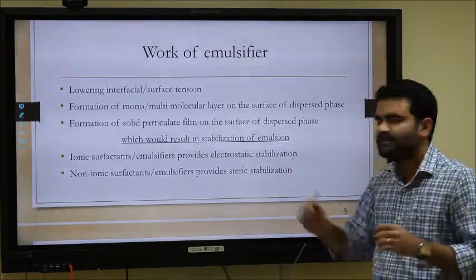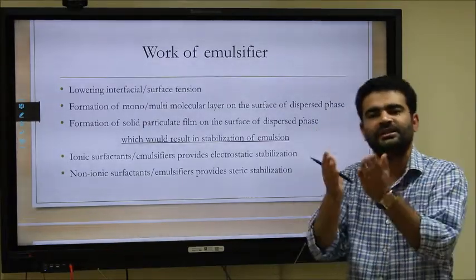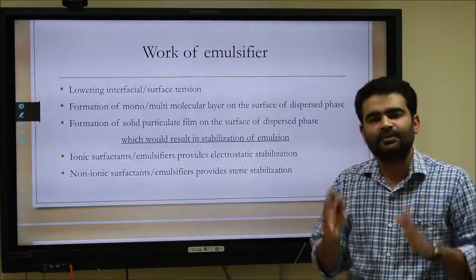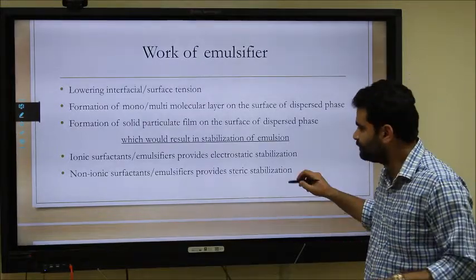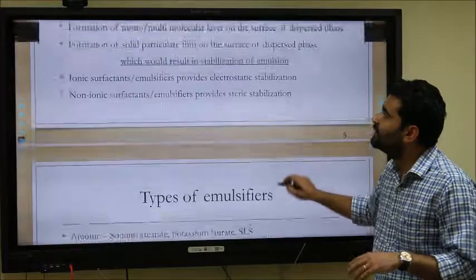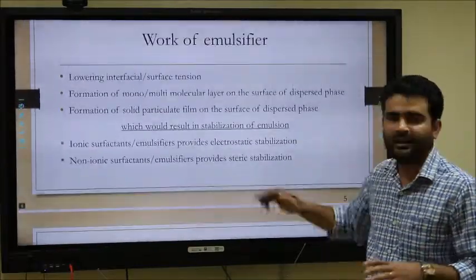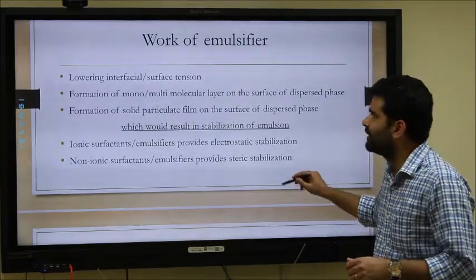The electrostatic stabilization means repulsive forces because of the polarity, and steric means the structure is stabilized because of the intermolecular layer of non-polar molecules around the globules of surfactants. So students, is this topic clear to you, how an emulsifier works? Any questions? No sir, thanks.